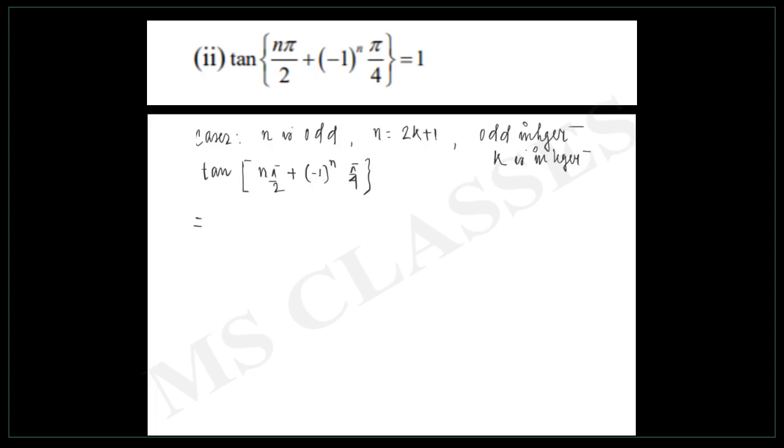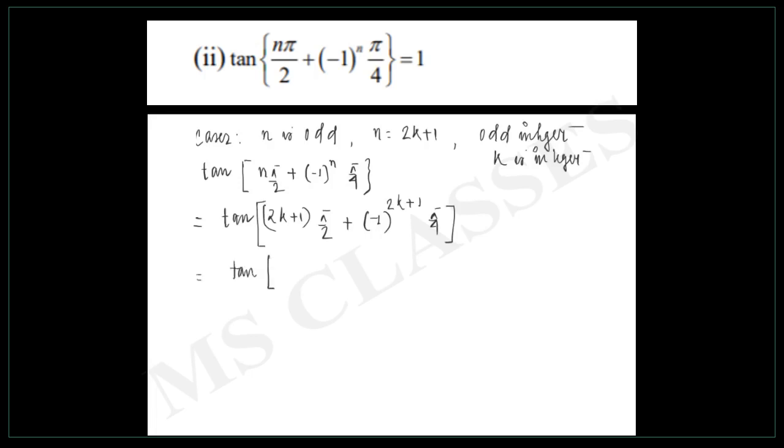K is an integer. Now tan, we will substitute here the values: tan of 2k plus 1 pi by 2 plus minus 1 to the power of 2k plus 1 pi by 4. Now this one what we can do?